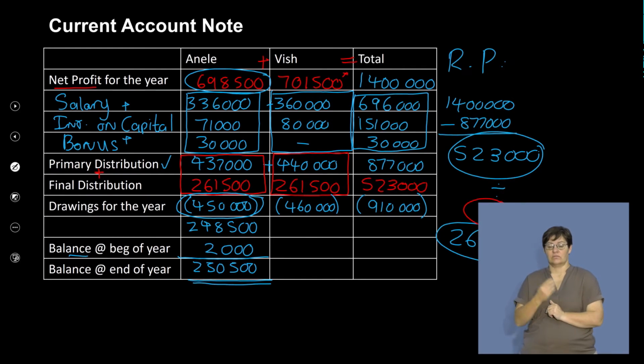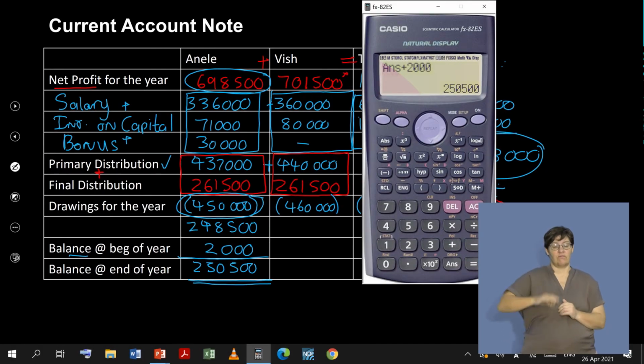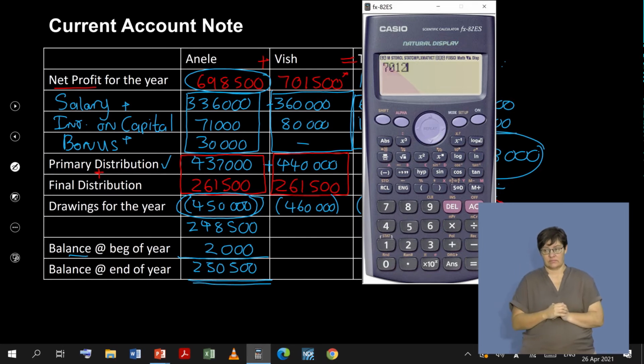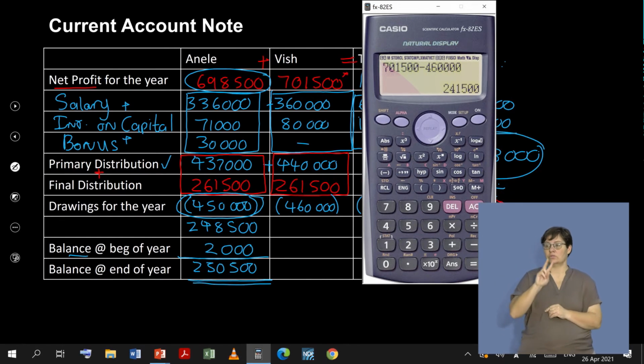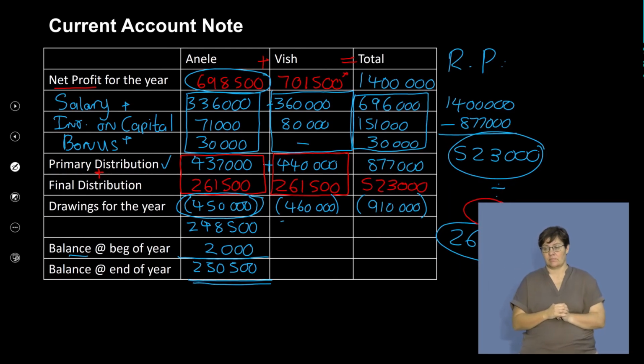So once again, we are comparing drawings for the year to his net profit for the year. Okay, so his net profit for the year, 701,500. Just fix that. 701,500 minus drawings for the year, 460,000. Okay, that should be correct, and that gives us also a favorable 241,500.